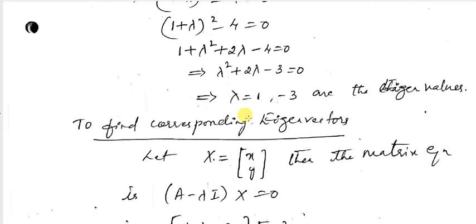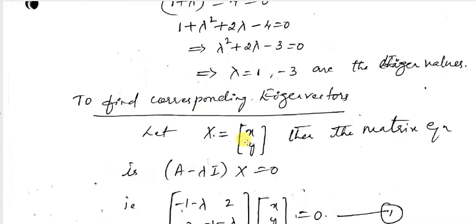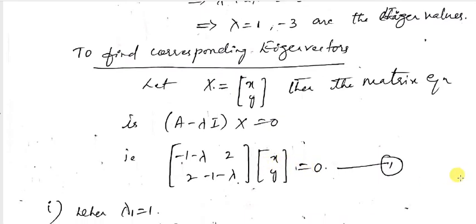To find the corresponding eigenvectors, let us form the matrix equation, for which let us consider in general the eigenvector, that is X is equal to [x; y]. So this is an unknown column matrix. Then the matrix equation is (A minus lambda I) times X is equal to 0, which gives [-1 minus lambda, 2; 2, -1 minus lambda] times the matrix [x; y], which is equal to 0. Denote this matrix equation by 1.